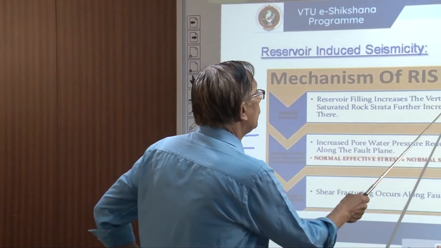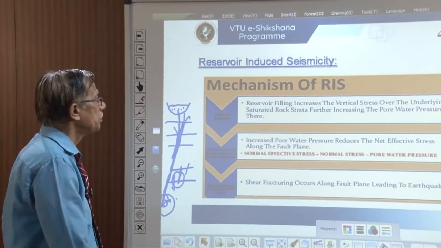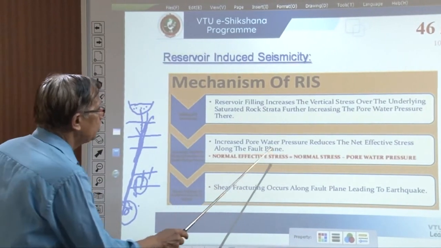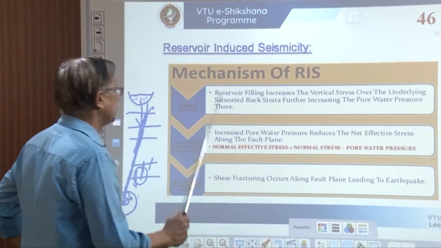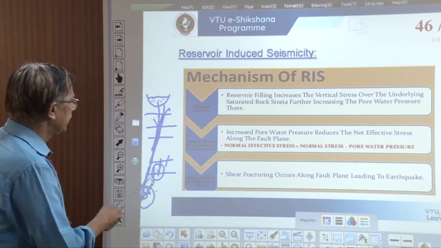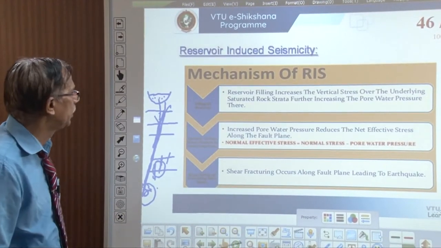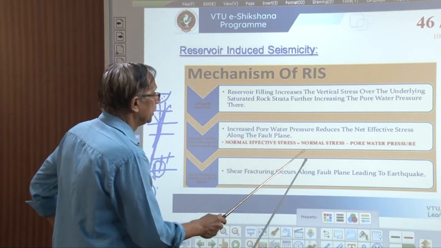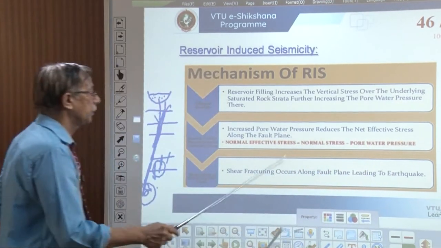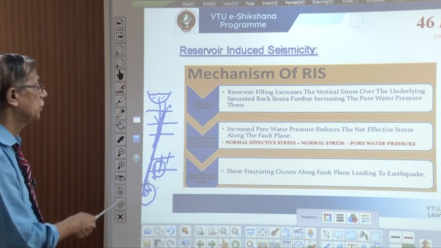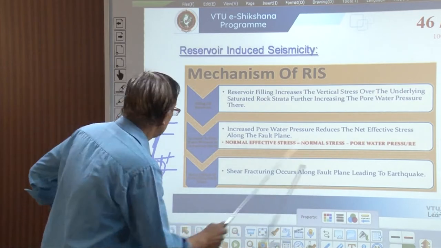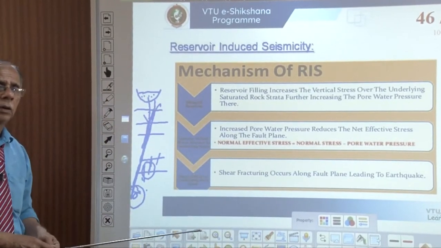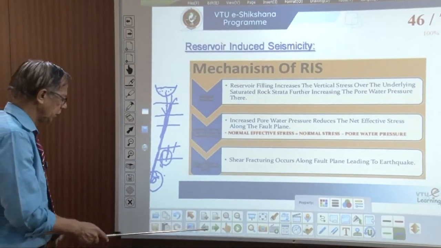Reservoir filling increases the vertical stress over the underlying rock, further increasing the pore water pressure there. The increased pore pressure reduces the net effective stress. Just now I said that lubricating the contact reduces the shear and facilitates the movement. So, along the fracture or the fault, effective normal stress equals normal stress minus pore water pressure, therefore effective stress becomes less and they become weak. Shear fracturing occurs, differential movement takes place along this fault plane, leading to an earthquake. This we call reservoir induced seismicity.